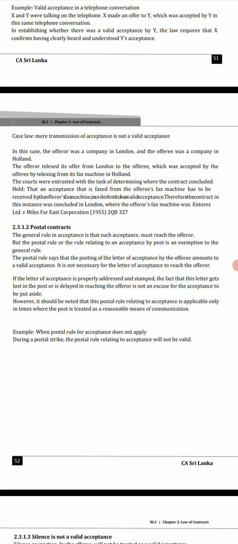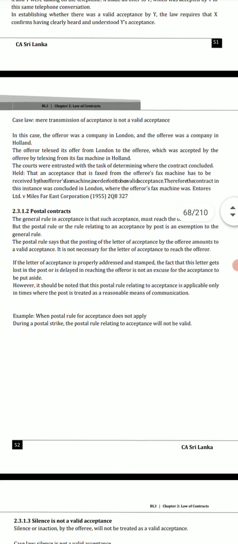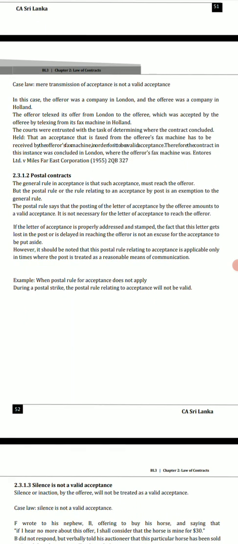If the letter of acceptance is properly addressed and stamped, the fact that the letter gets lost in the post or is delayed in reaching the offerer is not an excuse for the acceptance to be set aside. However, it should be noted that this postal rule is applicable only in times where the post is treated as a reasonable means of communication. As an example, the postal rule does not apply during a postal strike; the postal rule relating to acceptance will not be valid.